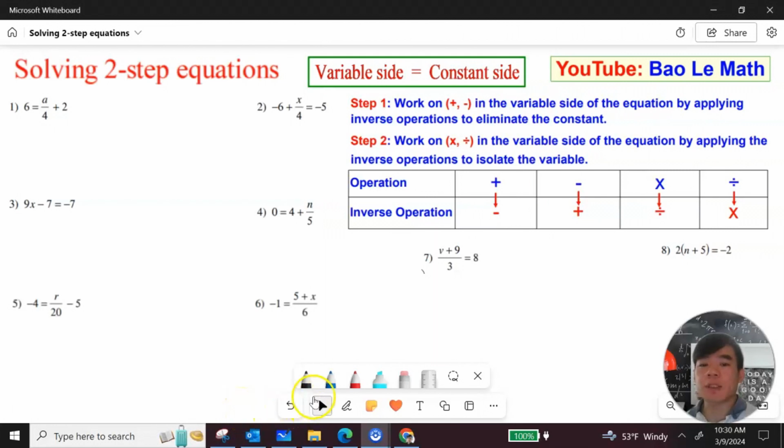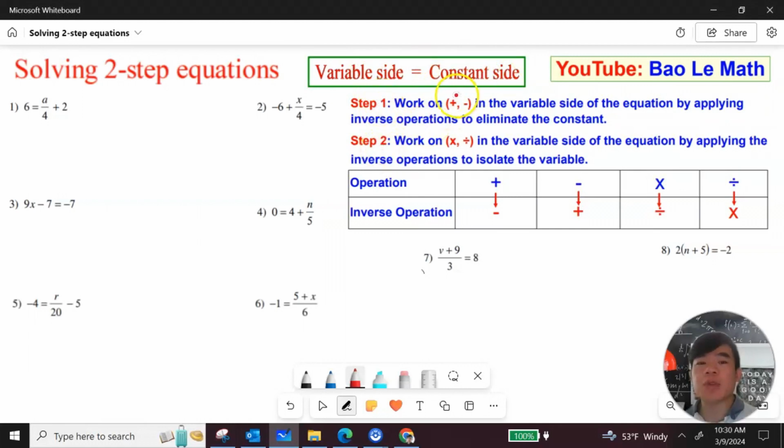Hello everyone. In this video, we're going to learn how to solve two-step equations. Keep in mind, when you have an equation, the left-hand side of the equation is always the variable. The right-hand side of the equation is always a constant. Now we have two steps right here.